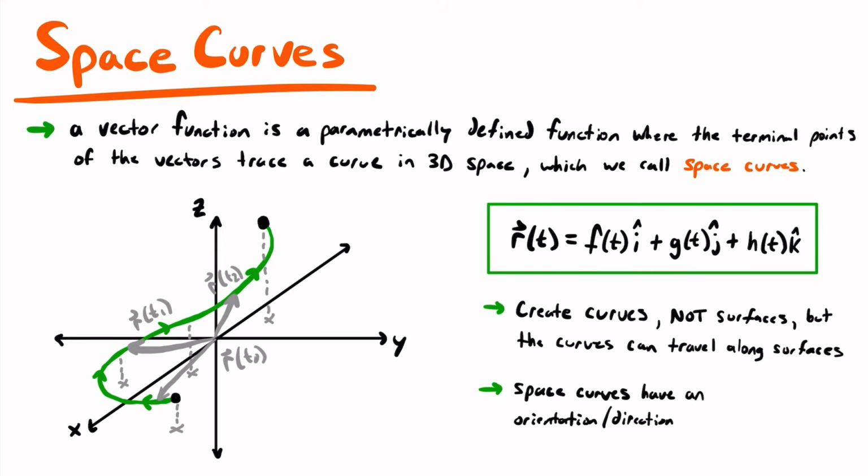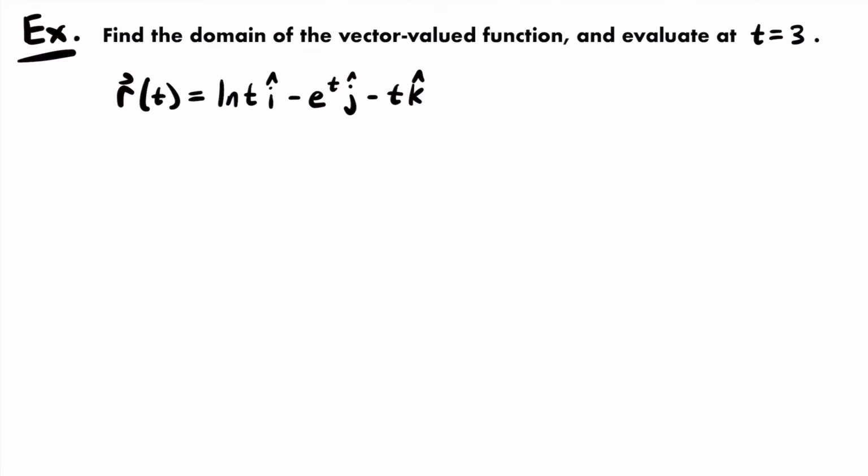All right, so that's our introduction to space curves and vector-valued functions. But now let's take a look at a quick example where we actually work with a vector function. For this example, we want to find the domain of the vector-valued function and evaluate it at t equals 3.